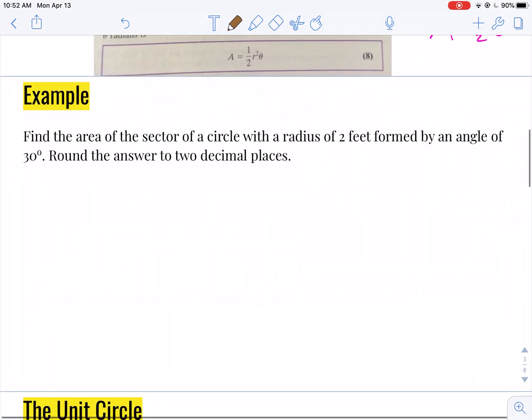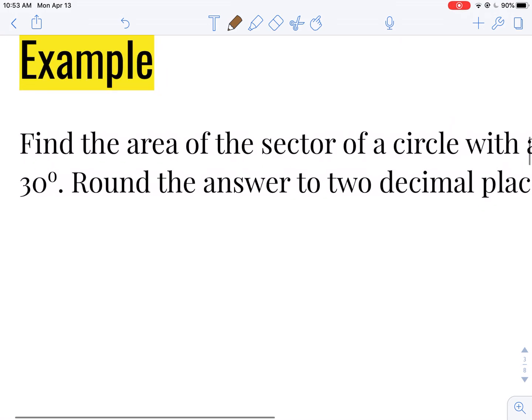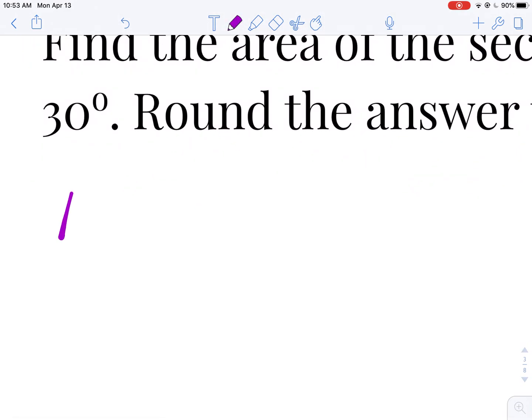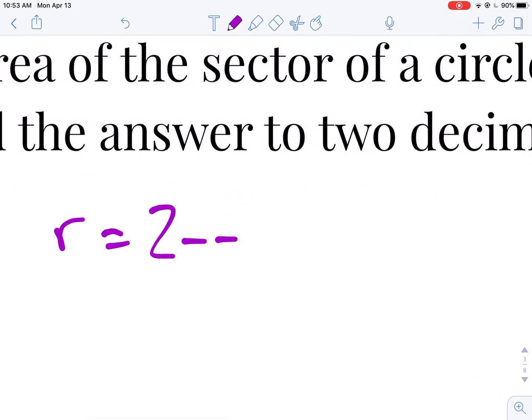So I've got an example here. Find the area of the sector of a circle with a radius of 2 feet formed by an angle of 30 degrees, and then round this answer to 2 decimal places. What I'm going to do here is, first, I've got my angle, or my theta value, of 30 degrees. I've got my radius of 2 feet. And what I'm looking for is the area of my circle. I'm not sure what the area of my circle is. That's my goal, is to figure this out.